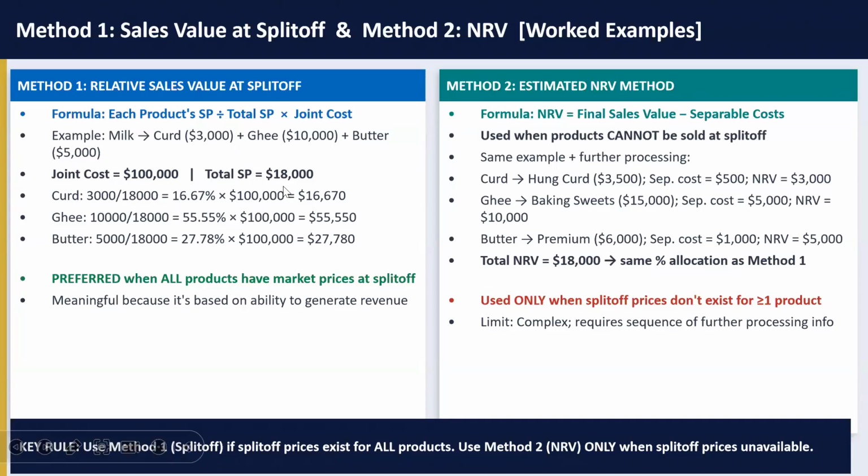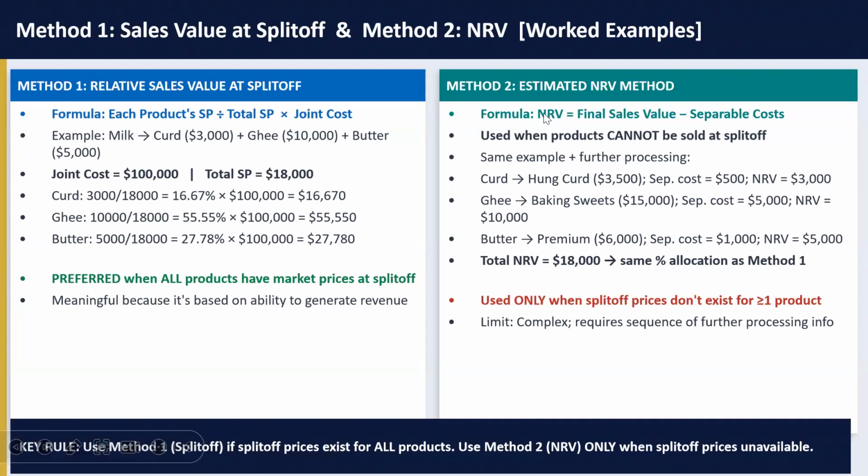3,000 divided by 18,000, which is 16.7%. You will multiply this rate, which you find out for each of the products. For ghee, it will be 10,000 divided by 18,000. Butter, it will be 5,000 divided by 18,000. Once you find out the rates, you will multiply them with the joint cost and allocate this cost to the respective products. So this is our relative sales value at split off method.